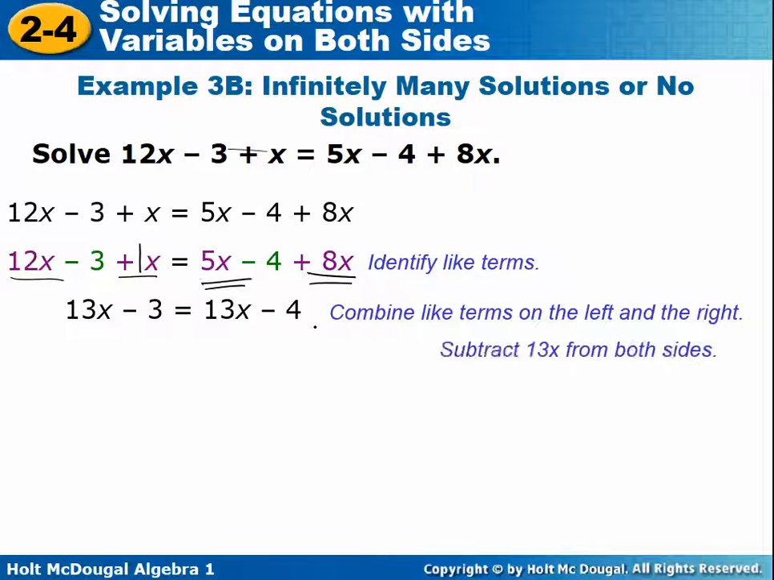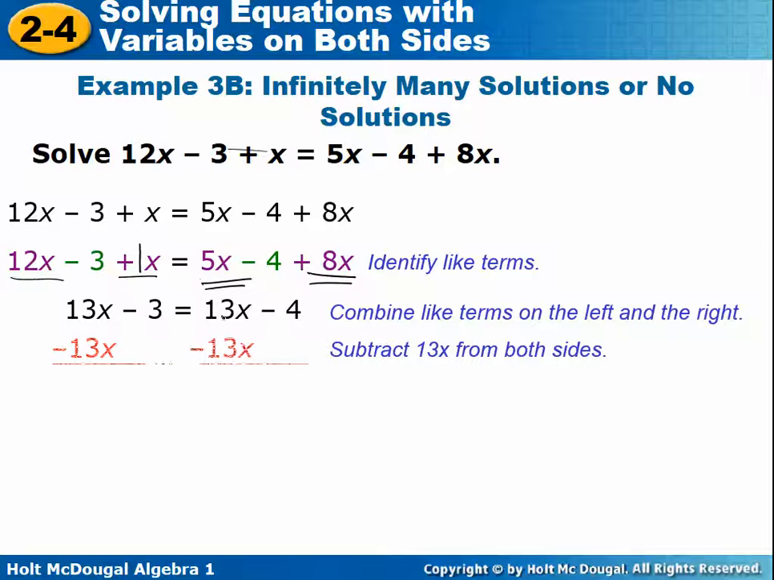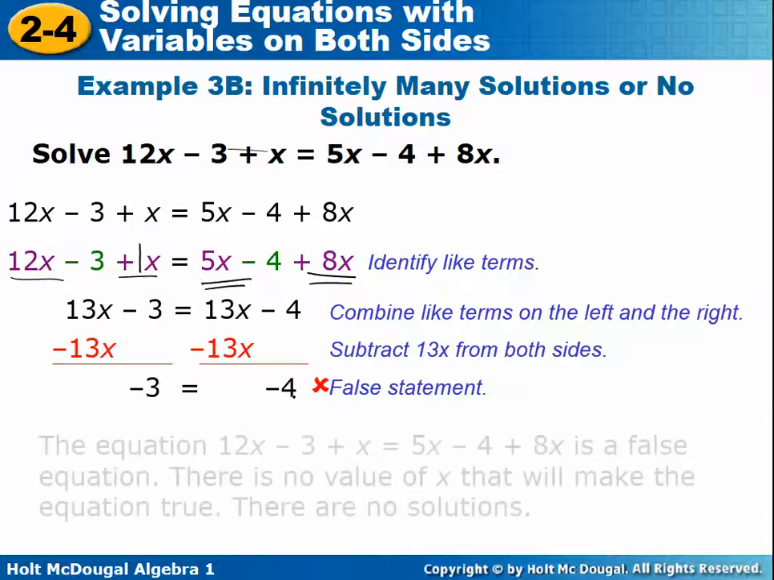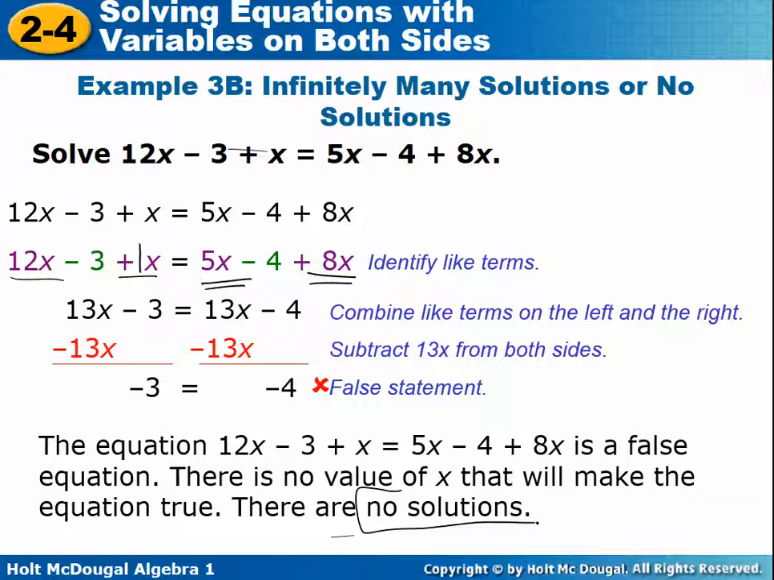So, I'll go ahead and subtract the 13x from both sides, which will cancel it on both sides. You won't have any x's left, and you'll have -3 equals -4. Well, that's never true. So we would write no solution for our answer. There's no x value that will make this true. There's no solution.